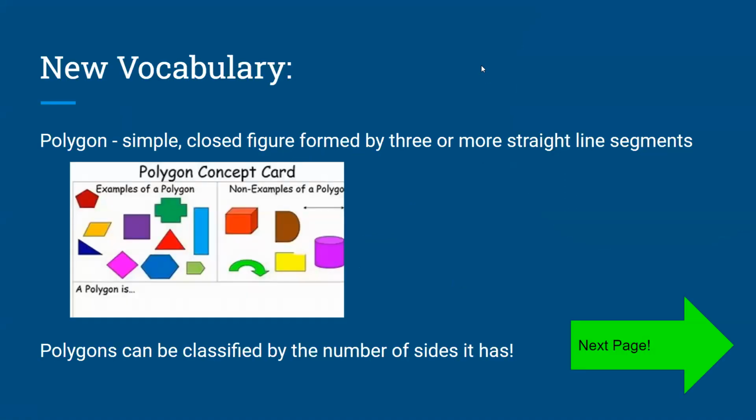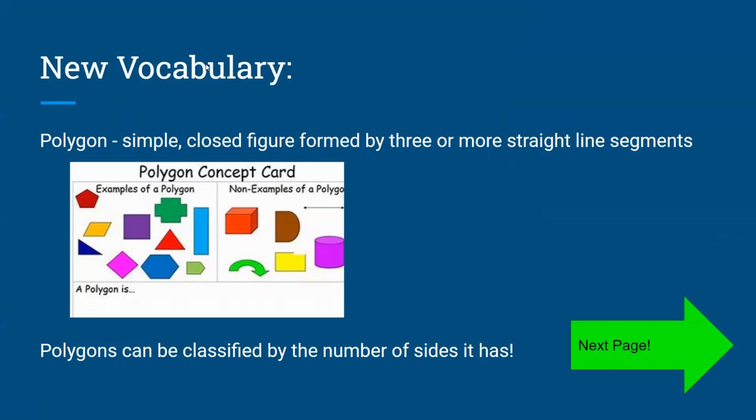just a quick definition of a polygon is a simple and closed figure formed by 3 or more straight line segments. So a simple figure is one that does not have lines that cross each other. A closed figure means that it is closed. So looking at this, these are just some examples of what a polygon can be.